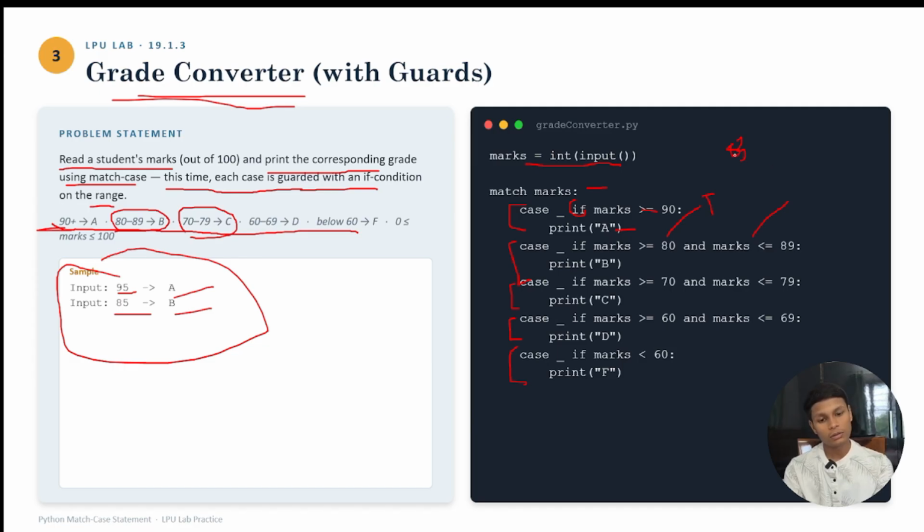So if it is 90 and you forget to give this part, it becomes true, but this part will not become true. So that's why B will not be printed. So make sure that you are writing each condition perfectly.